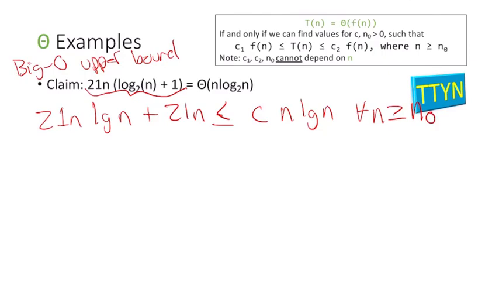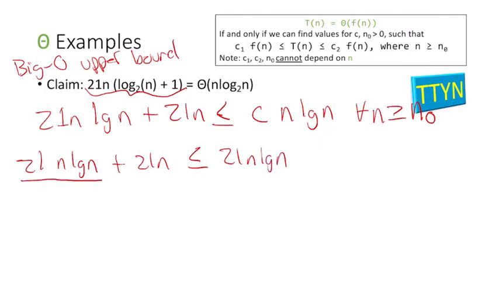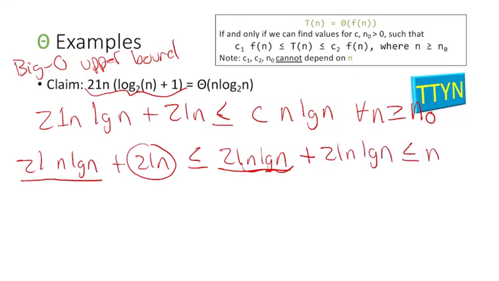I'm going to use an intermediate term, and we'll say that 21 n log n plus 21n is less than or equal to 21 n log n plus 21 n log n, because I want to basically raise this thing to have the same highest order as this other term, n log n. So to do that, I just have to multiply it by log n, and that's going to be less than n log n for all values of n greater than or equal to n naught. So the first thing I need to do is prove that this part is correct.